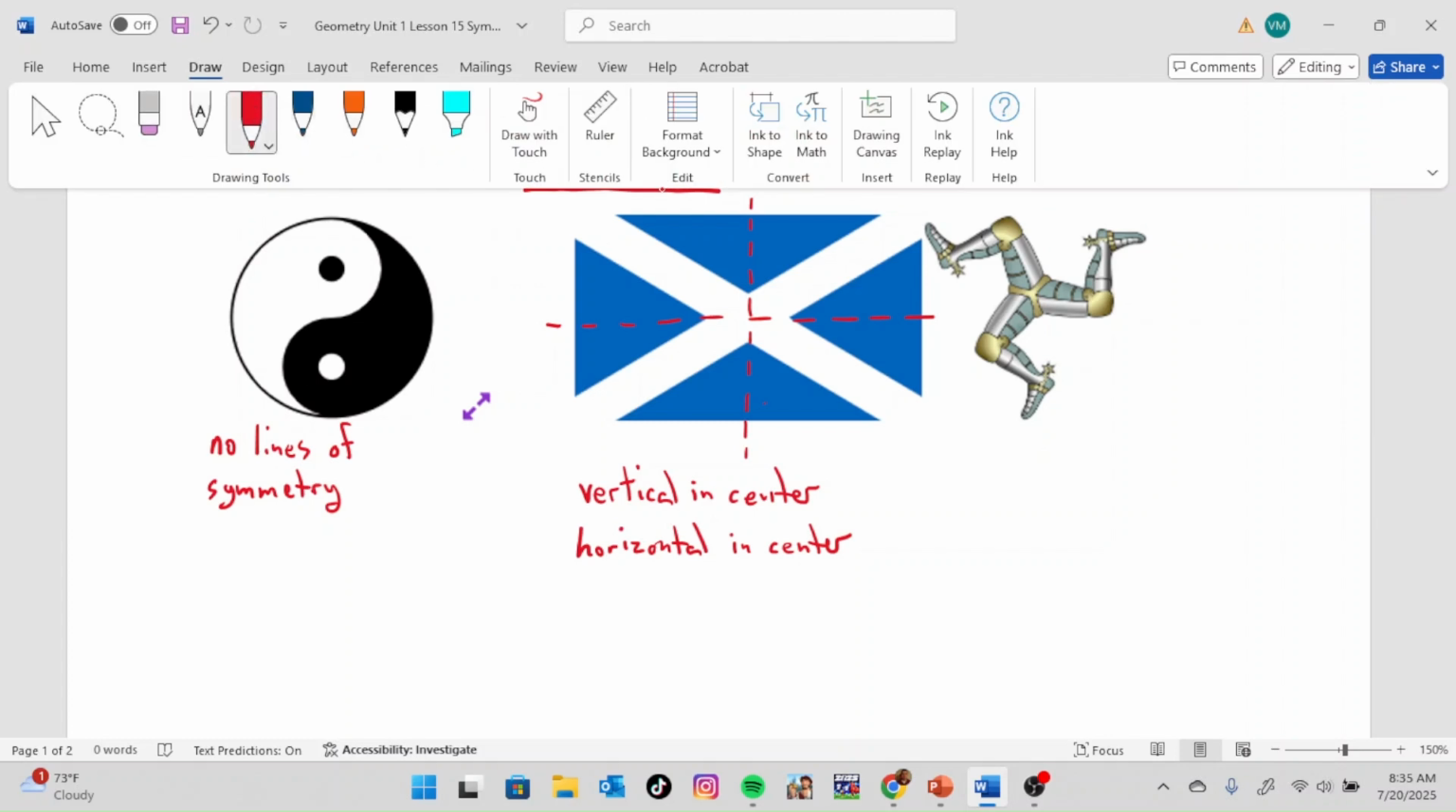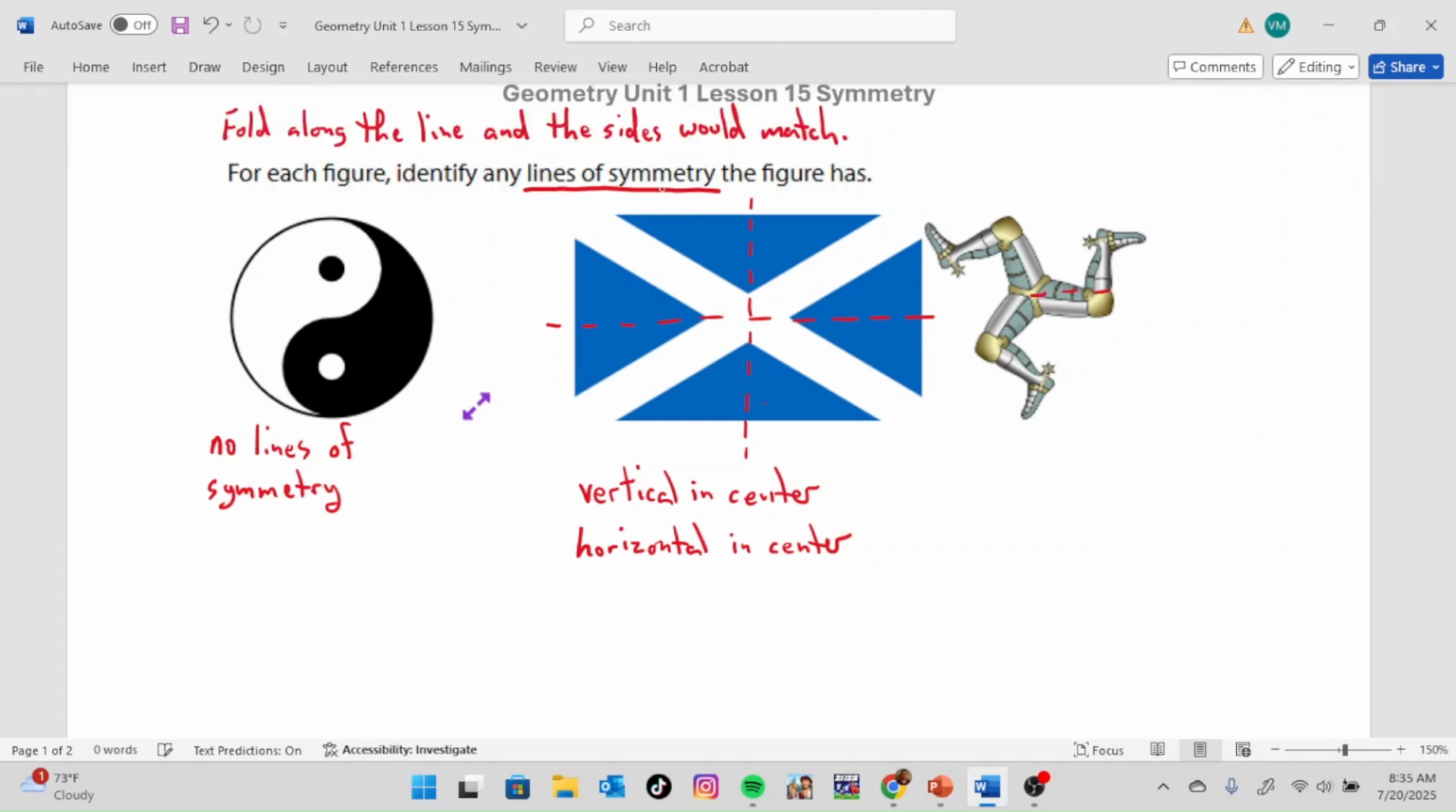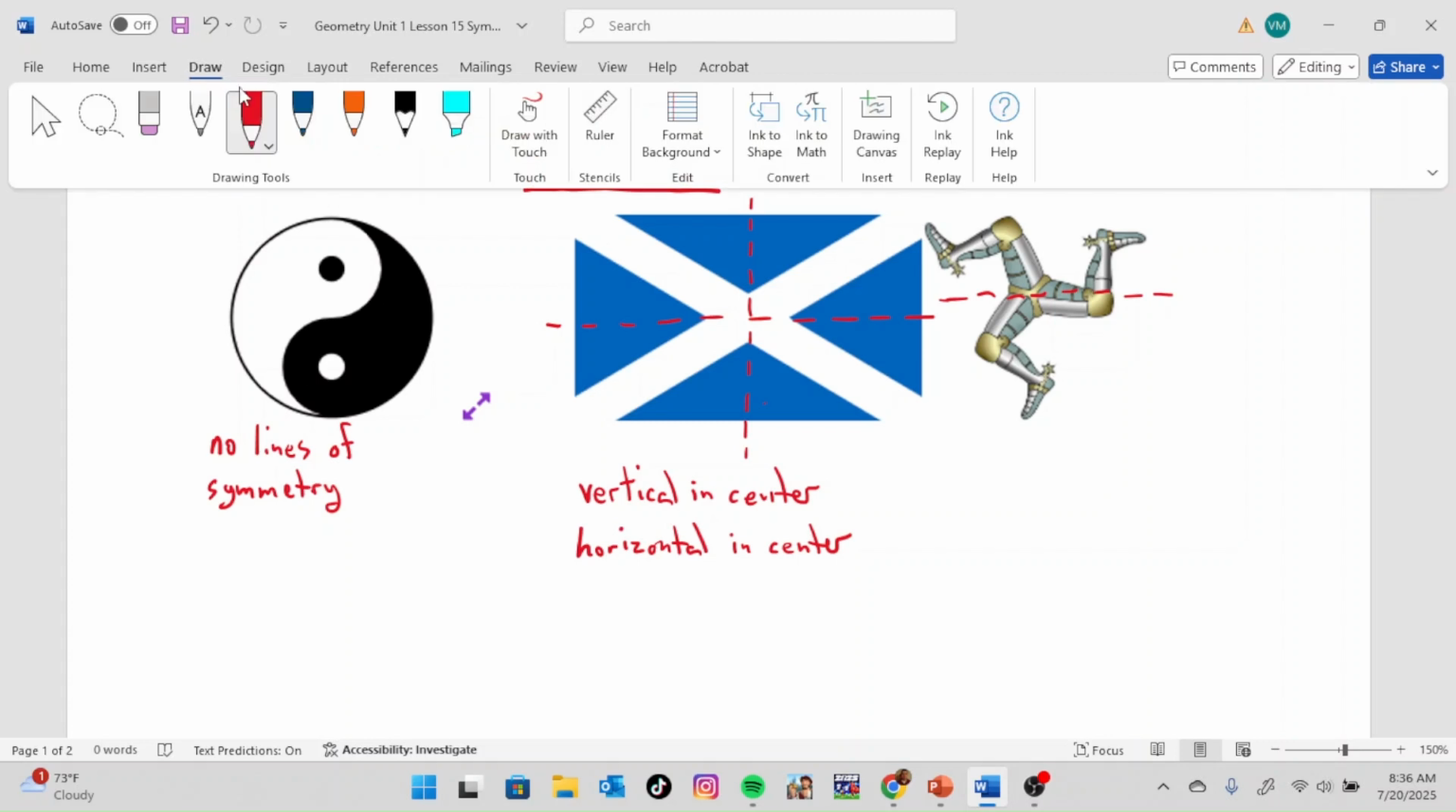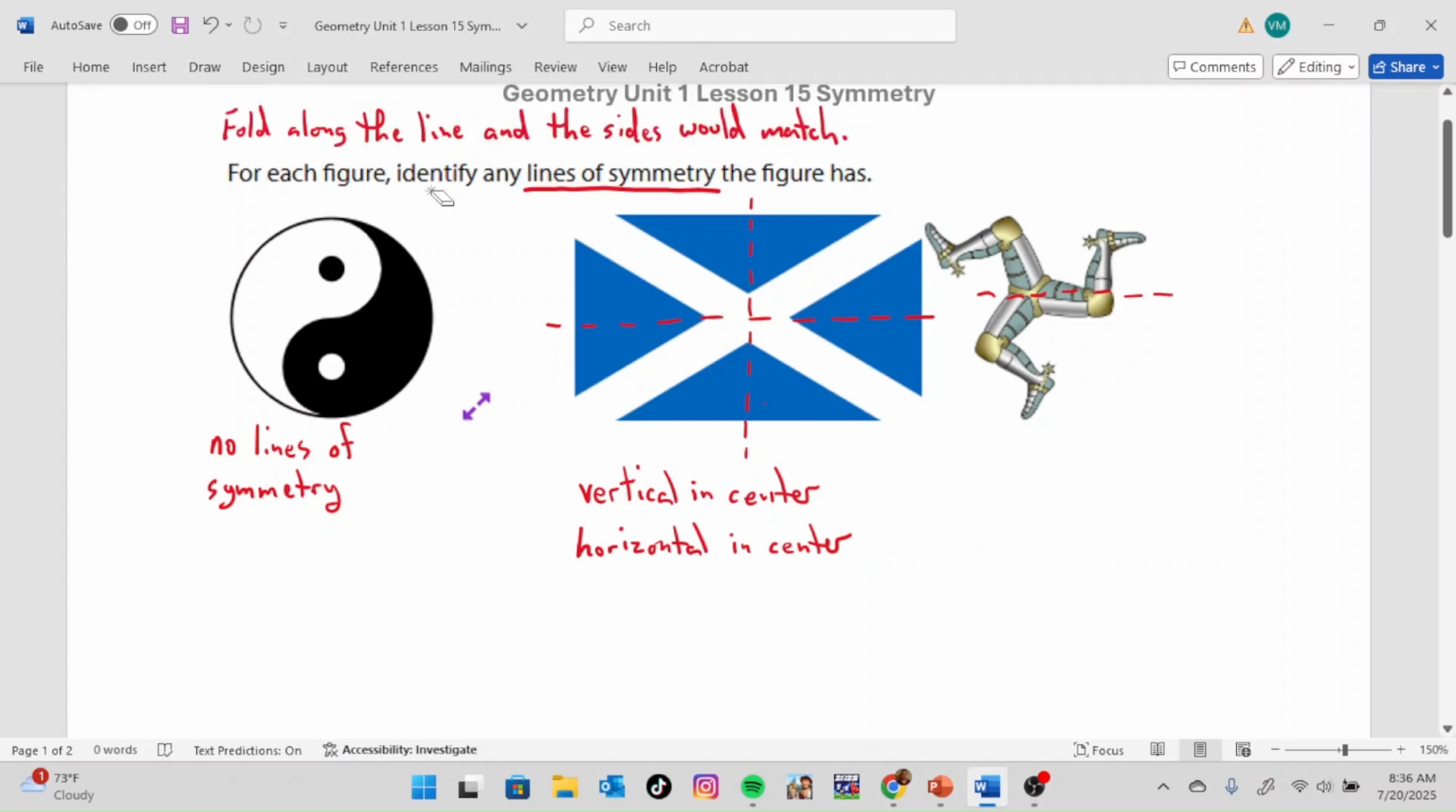If I tried a horizontal line through the center, I would kind of end up with the same thing. I've got 2 feet on the top. I've only got 1 foot on the bottom. The 2 feet on the top are out to the sides. The 1 foot on the bottom is in the center. So if I folded this top down or bottom up, that's not going to line up with each other. So that's not symmetrical.